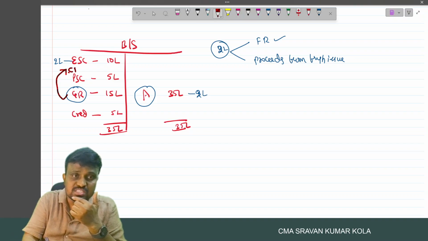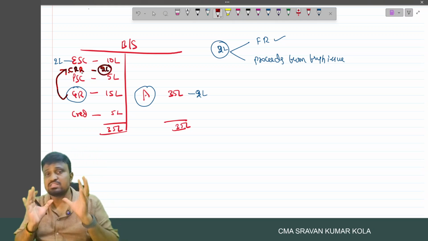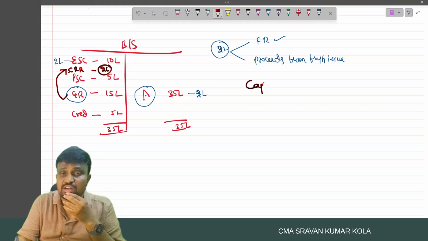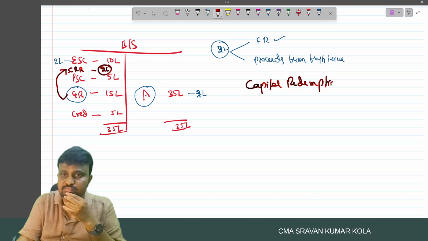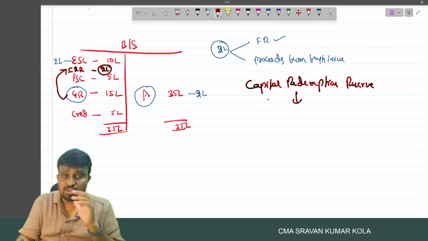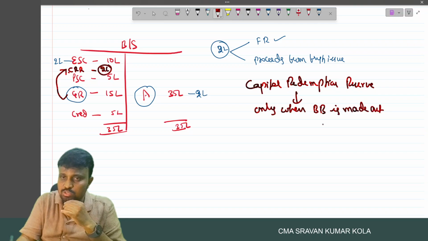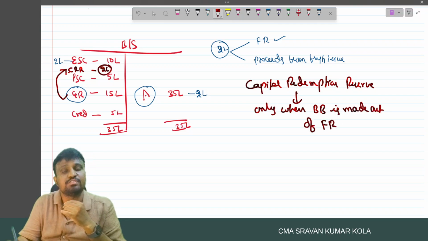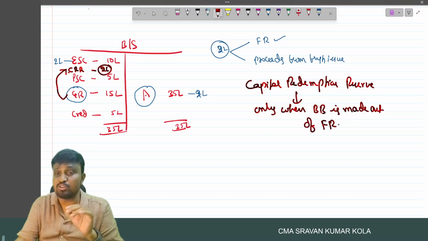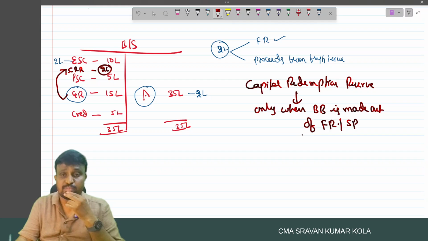That is nothing but what? CRR. CRR is nothing but what? Capital redemption reserve, which is created only when the buyback is made out of free reserve. Only when the buyback is made out of free reserve or securities premium.